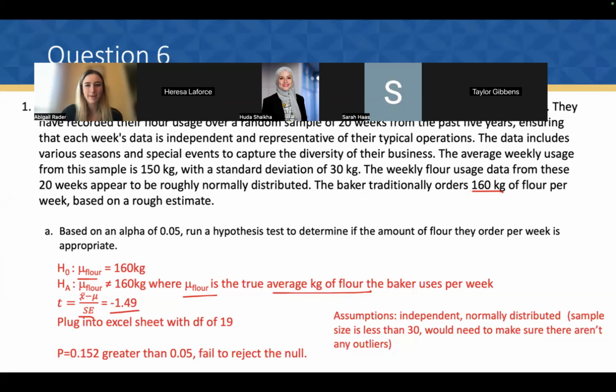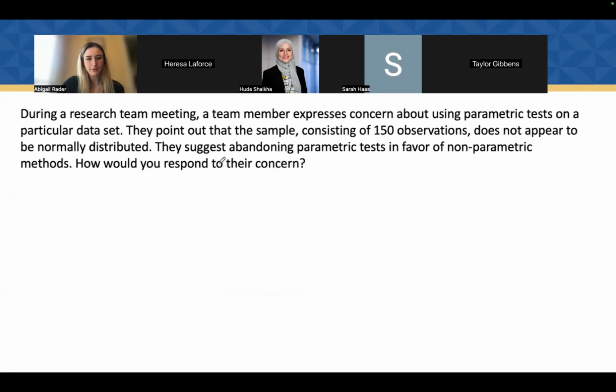Okay. So let's go through, let's do these real quick. Let's say that we are talking with someone and they say, okay, I looked at this sample. It has 150 observations, but it doesn't look normally distributed. So therefore, we should probably use non-parametric tests. How do you respond to that?